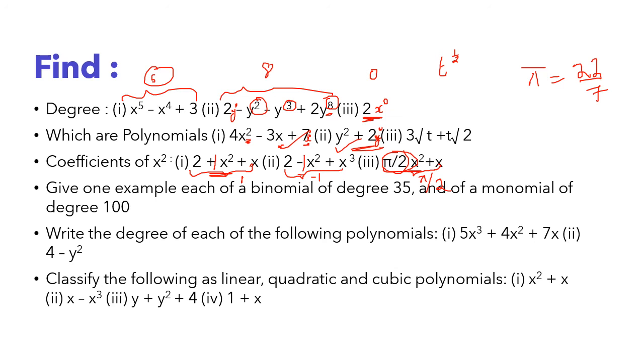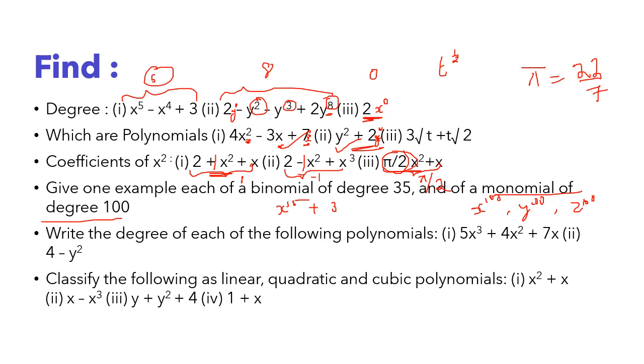Next one, give one example each of a binomial of degree 35. So a binomial of degree 35 would be x to the power 35 plus 3. Or you can form anything as you like, it's totally your wish. Y to the power 35 plus 2, 2x, 2y to the power 2. You can write literally anything. And next one, a monomial of degree 100. A monomial of degree 100 means I can write x to the power 100 or y to the power 100 or z to the power 100. It's according to your wish.